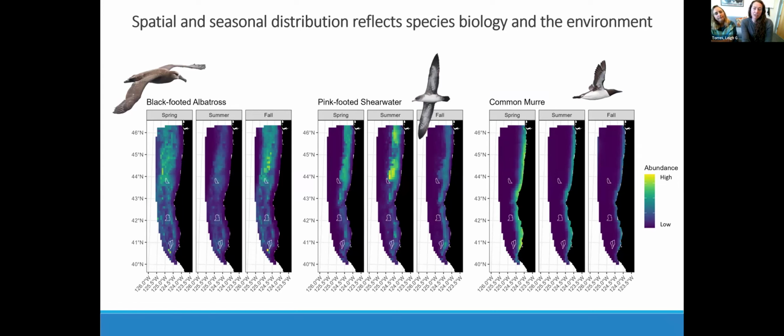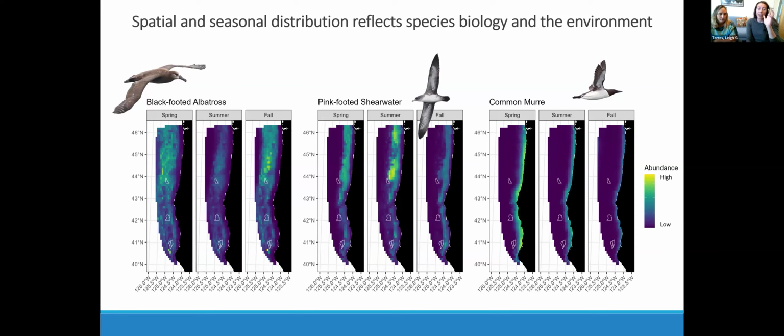So these are those predicted distributions for three different example seabird species: black-footed albatrosses, pink-footed shearwaters, and common murres. These are interesting case examples because they are commonly seen species on our surveys, and they have very different life history and biology. The black-footed albatrosses are wide-ranging scavengers. They breed in the central North Pacific, and you can see they're more distributed, a bit more offshore.